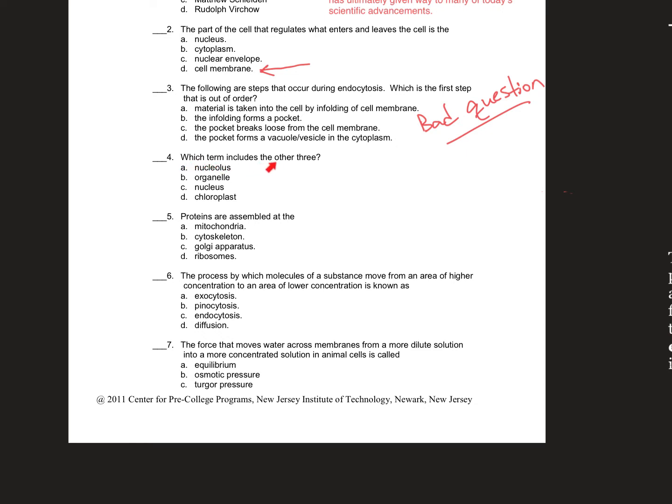Which term includes the other three? This one gave a lot of people problems, and it kind of confused me why it gave you problems. I've spoken about it with several people, and I'm still confused about what's confusing about this. But regardless, I know a lot of people had issues with this question. Which term includes the other three? Well, the nucleus, let's go over it. What is the nucleus? It's an organelle that contains DNA.